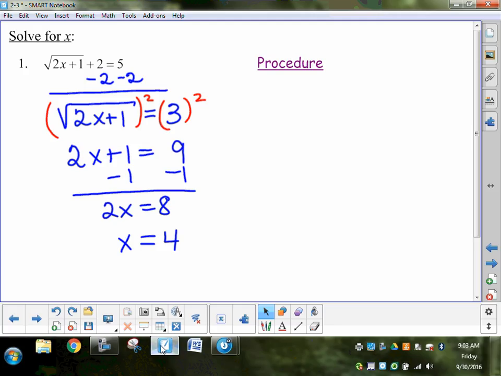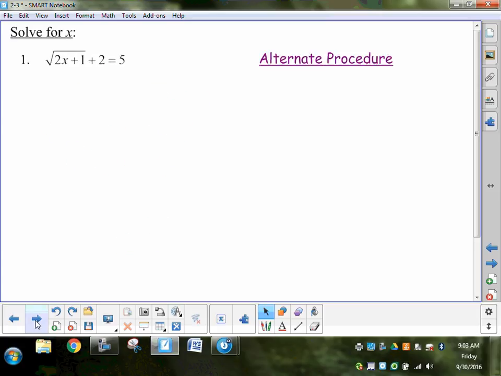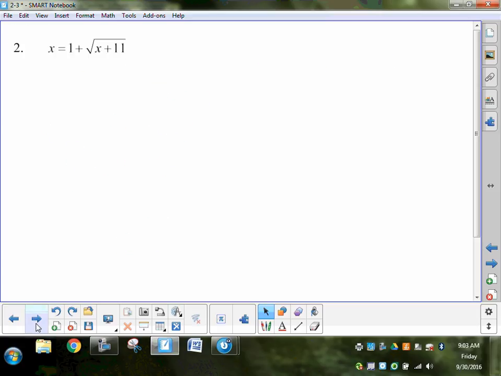Let's take a look now at the next one, and it says alternate procedure. There isn't one. Now, these are the ones where it's going to be getting a little bit awkward, and you have to draw on the knowledge that you had from before. Take a look at the first one.